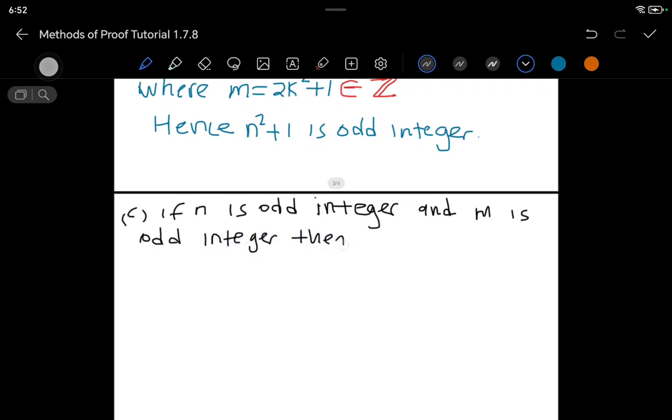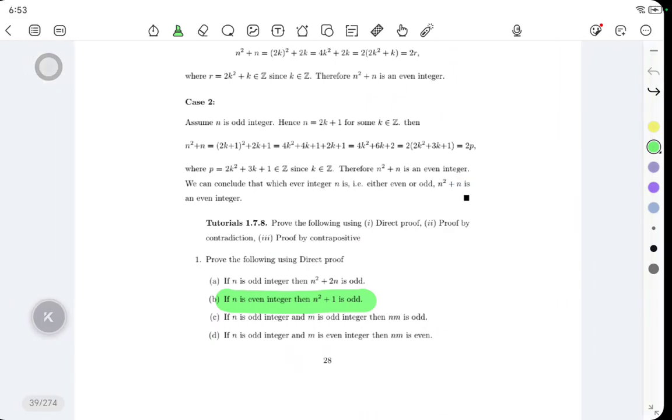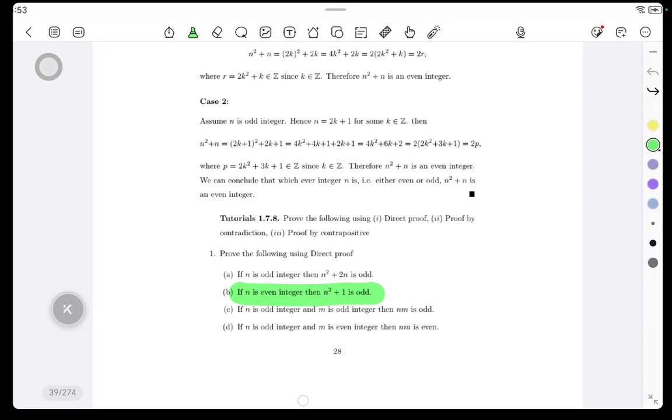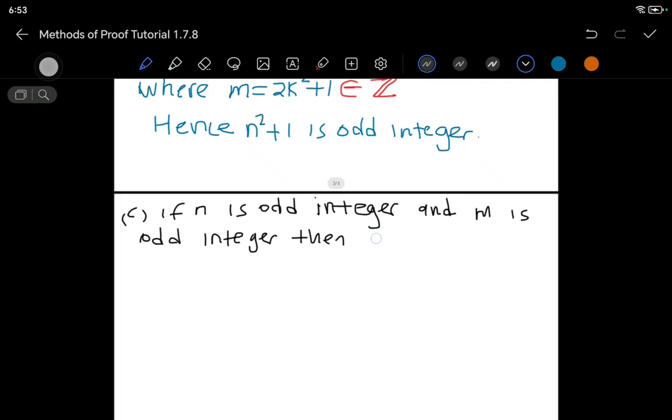Then let's see what they're saying here. Then what? Then nm is odd. Then nm is odd. Now let's prove this.